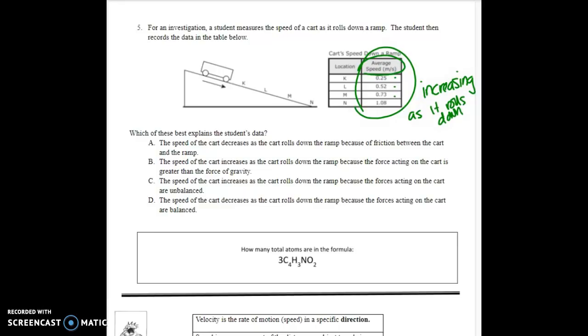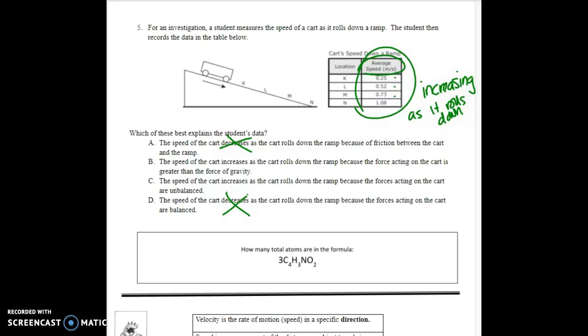So which of these best explains the student data? Does the speed of the car decrease? No, it doesn't decrease, so that makes that one wrong. Same with D. This one says decrease. So our answer choices are going to be between B and C, where it says the speed of the cart increases as the cart rolls down the ramp.